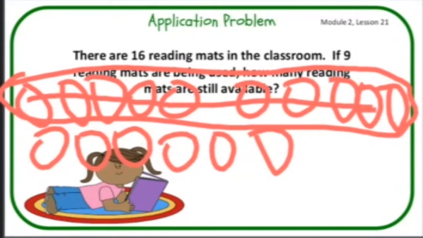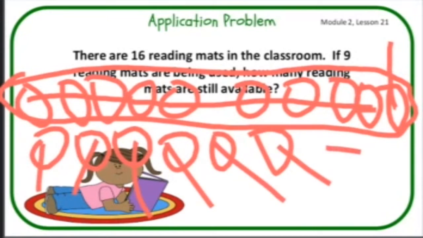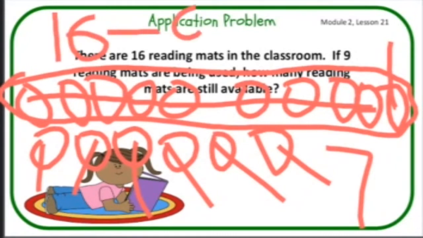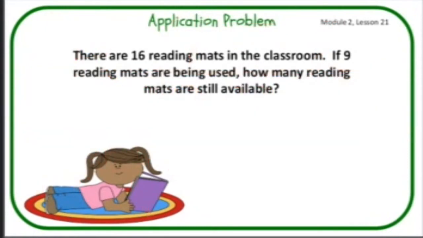See that? Now, how many reading mats are still available? Let's count. 1 2 3 4 5 6 7. The answer is 7. So the number sentence becomes 16 minus 9, because I crossed that out, equals what? 7. Clap for yourself. Good.